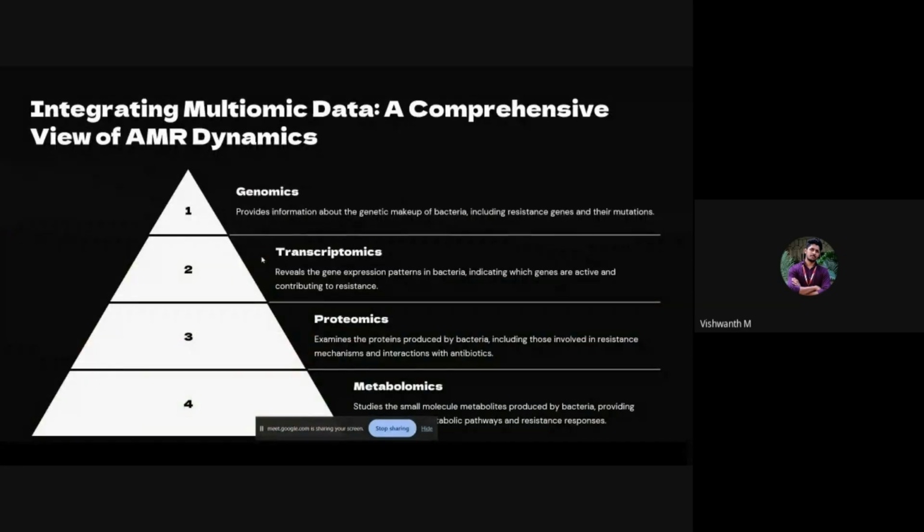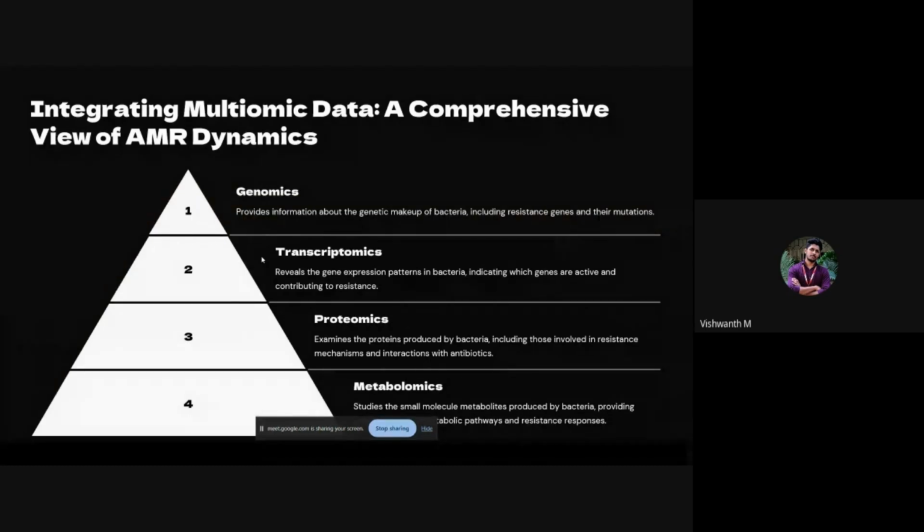Integrating multiomic data gives a comprehensive view of AMR dynamics. So what is multiomics? Multiomics in simple terms is a biological analysis method that combines multiple omics datasets to study a biological system. So what is omics? Omics refers to the study of biological molecules such as genes, proteins, and metabolites. Integrating multiomic data offers a comprehensive view of resistance dynamics.